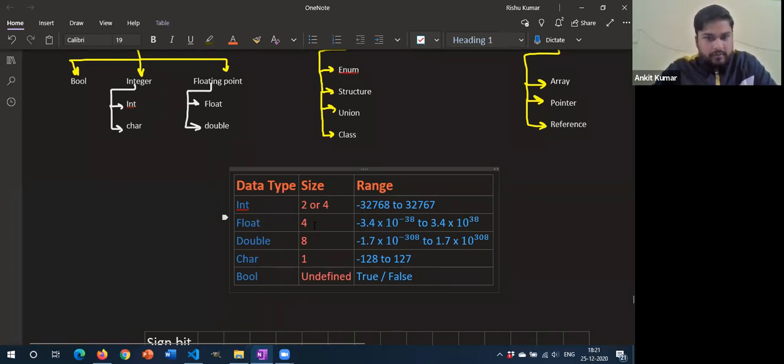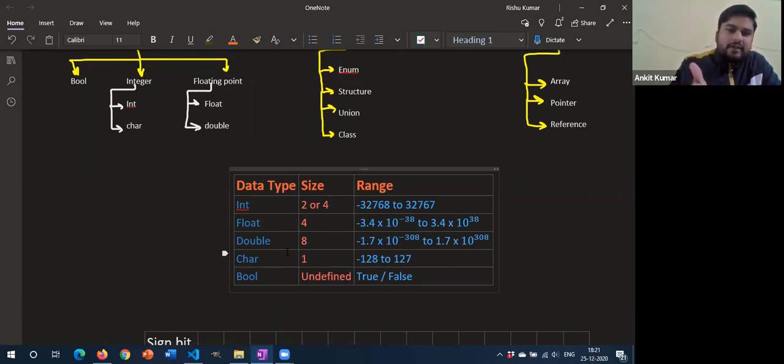Then we have float, which is of size 4 bytes, double 8 bytes, and character of 1 byte. And similarly, bool is undefined. Why is it undefined? Because bool can give either true or false, so it takes even less than one byte. That is why it is undefined. That's the only reason.